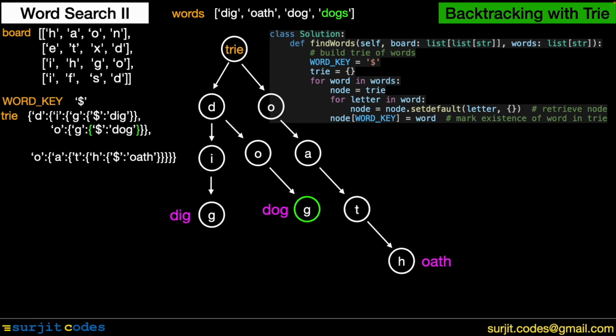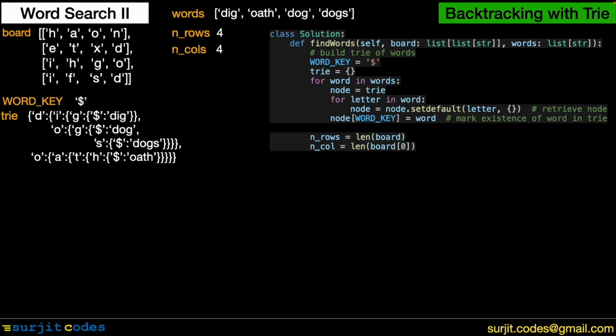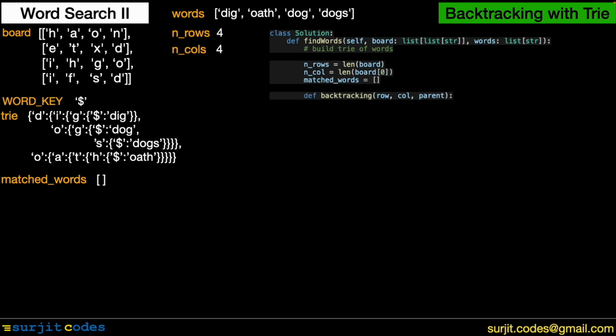For the last word, dogs, three nodes are already present. For S, we retrieve nodes D and then O and then finally G, and make a default entry in it for S, in which we save dogs against the word key. We have built a trie using all the words. The number of rows and columns in the board are 4 each. Matched words is an empty list.